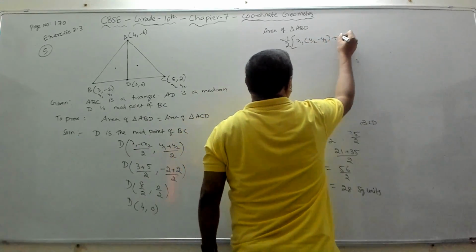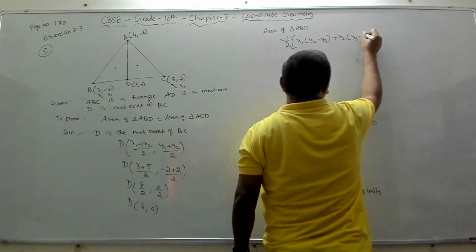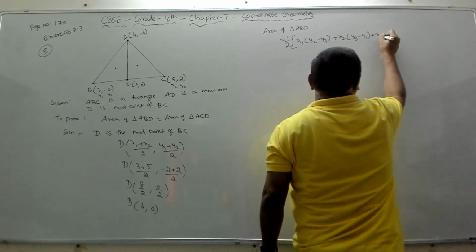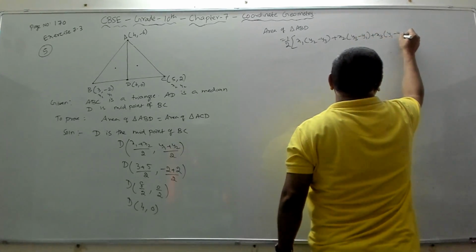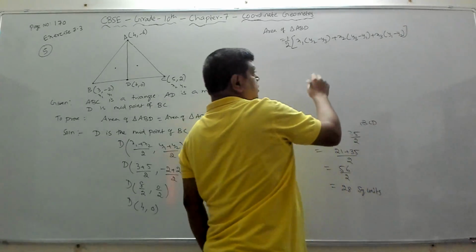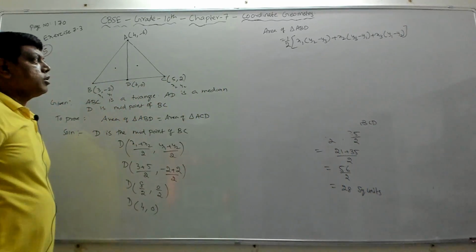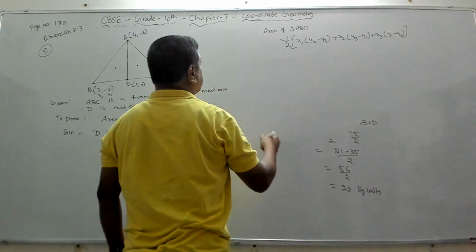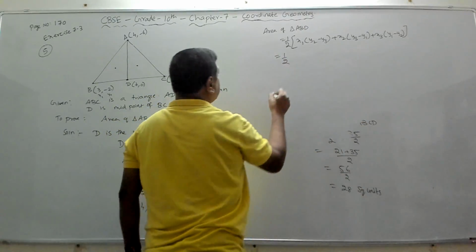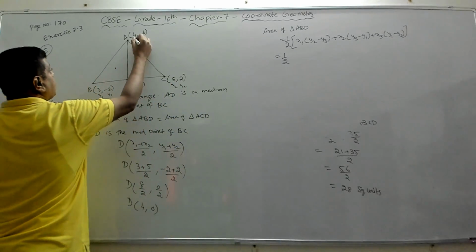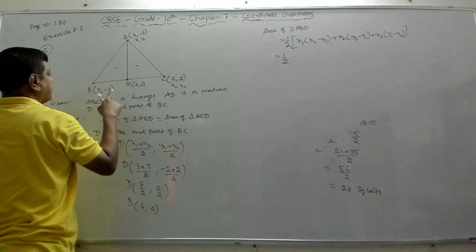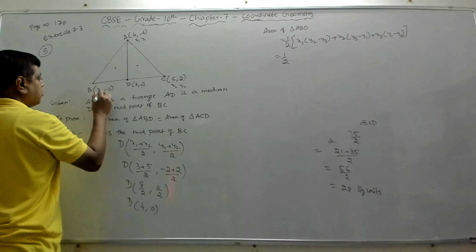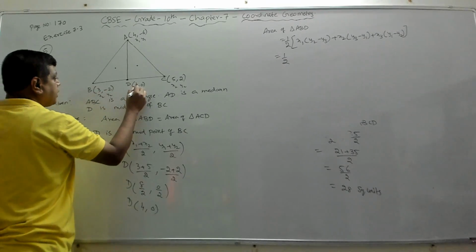See, always write the actual formula, otherwise we may make a mistake when we are writing. It is very important to write the actual formula, otherwise we may miss something and get into an issue. So this is the area of the triangle formula. Now we'll substitute. So that is equal to 1 by 2 of, now we'll take this as X1 Y1, then we can call this X2 Y2, and this can be taken as X3 Y3.